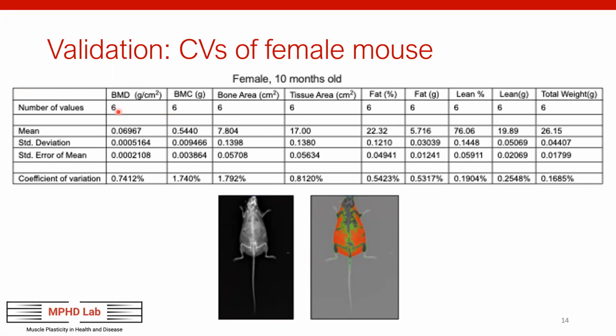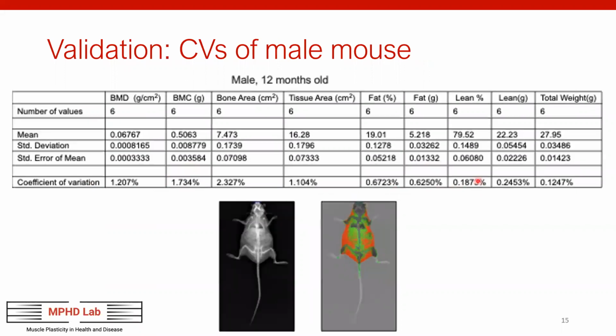And so we've repeatedly measured this same mouse 6 times. That's why you can see the number of values says 6 all the way across. And with these repeated measures, we can generate a mean, a standard deviation, a standard error of the mean, but of course, a coefficient of variation. And this is what we were particularly interested in, just to see how robust this system would be. And we're pretty impressed with the numbers, all below 3% here in the bone mineral density and bone mineral content. Really impressive numbers for the fat and lean composition, all below 1%. So again, this is in a female mouse, 10 months of age.